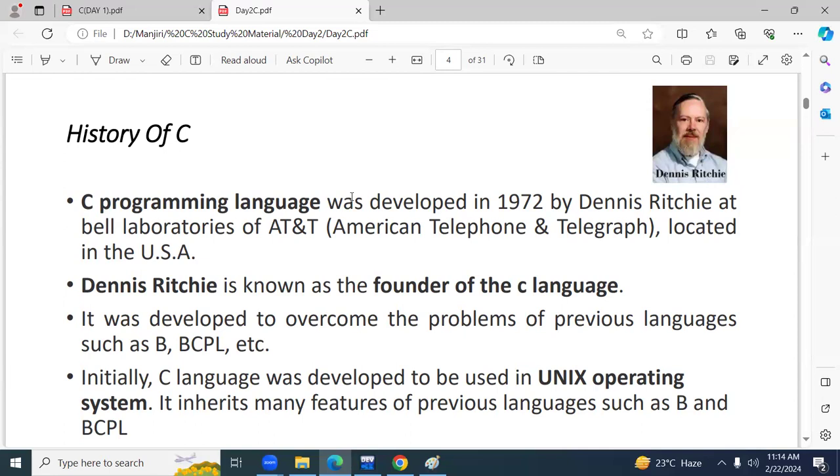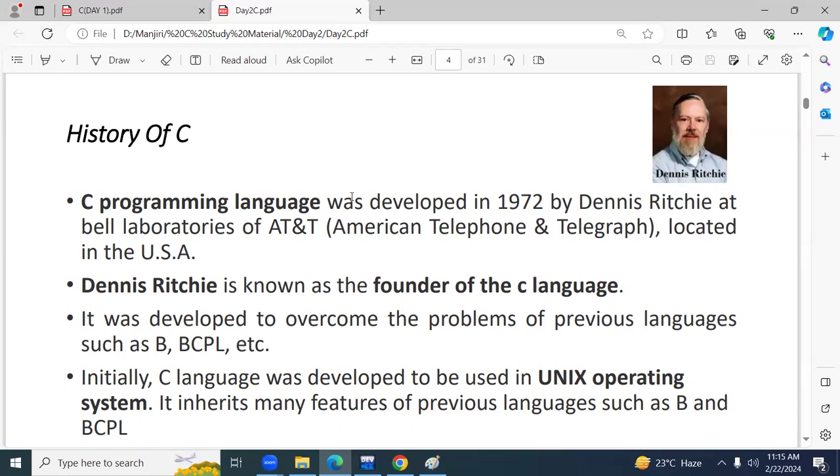That's why C is currently still being used, and C is still dominant in the market. Okay. So initially the C language was developed in the Unix operating system. This is a very important thing. Lots of times in the PreCAT also they are asking this question.